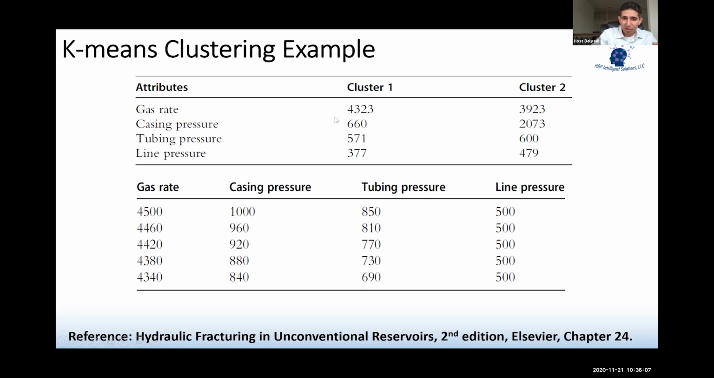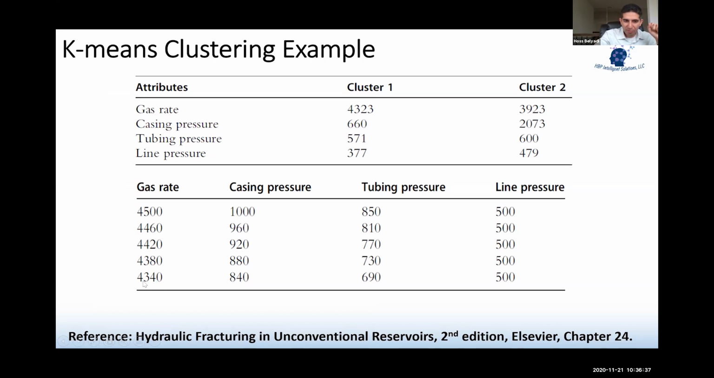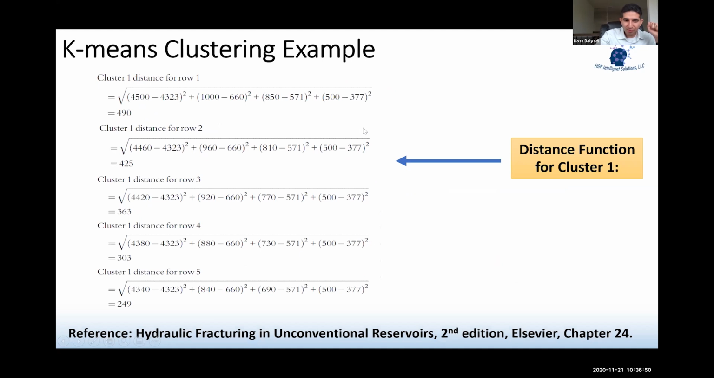And you do the same exact calculation for cluster 2, which is the next slide I have. So if I go back here, there's cluster 1 distance for row 2, row 3, row 4, and so on. Let's look at cluster 1 distance for row 4. It says 4,340 minus 4,323. Then it's going to be 840 minus 660.